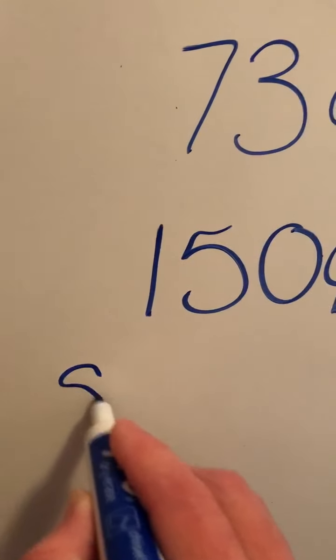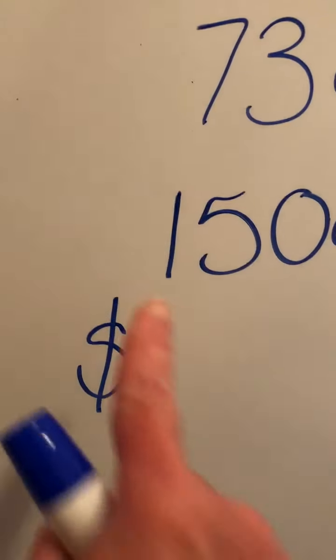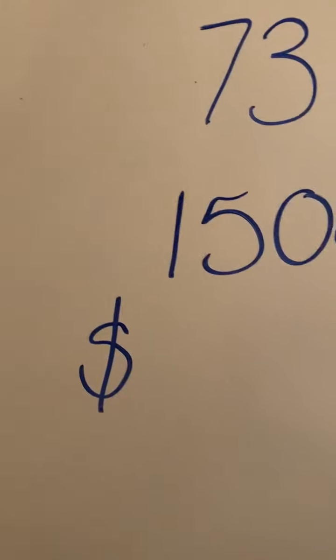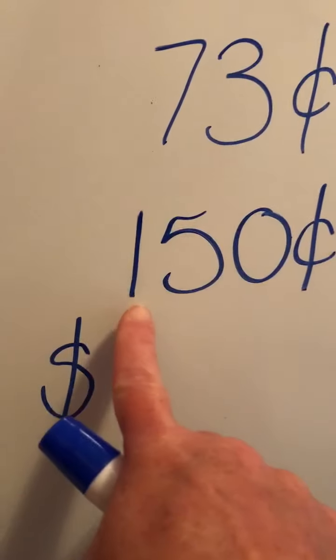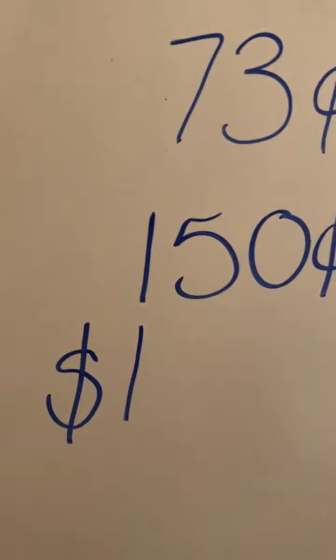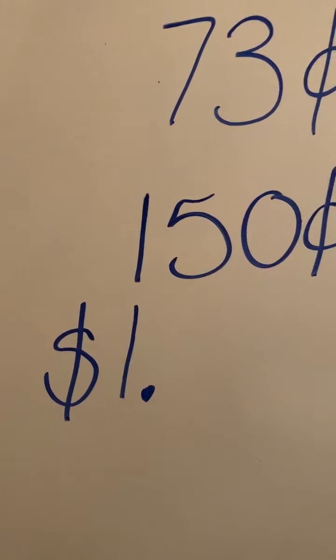First, we would start with a dollar sign. And this is a dollar sign. It is simply the letter S with a straight line through it. That's the symbol we use to show dollars. How many dollars do we have? We have 1.